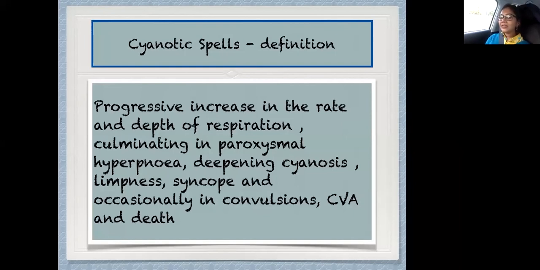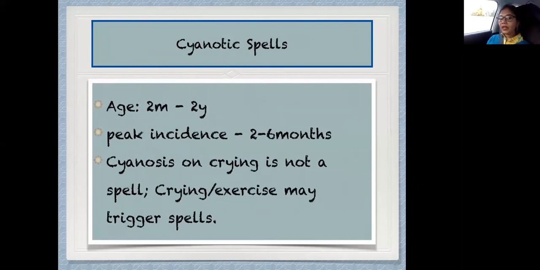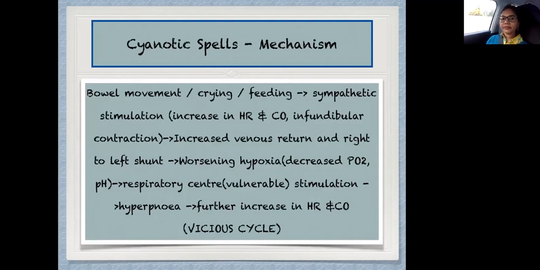So spells are defined as a progressive increase in the rate and depth of respiration, culminating in paroxysmal hyperpnea, deepening cyanosis, limpness, syncope, and occasionally convulsions, CVA, and death. So spells can be quite dangerous in cyanotic congenital heart disease. Classical age is between 2 months to 2 years, with peak incidence at 2 to 6 months. It is important to note that worsening of cyanosis on crying is not a spell, but crying or exercise may trigger spells, you have to remember.